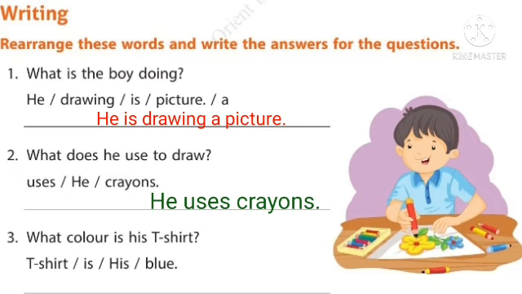Third one, what color is his t-shirt? Here they are given the words t-shirt, is, his, blue. We can arrange the words like this: His t-shirt is blue. So the first question, what is the boy doing? Answer, he is drawing a picture. Second one, what does he use to draw? Yes, he uses crayons. Third one, what color is his t-shirt? His t-shirt is blue.